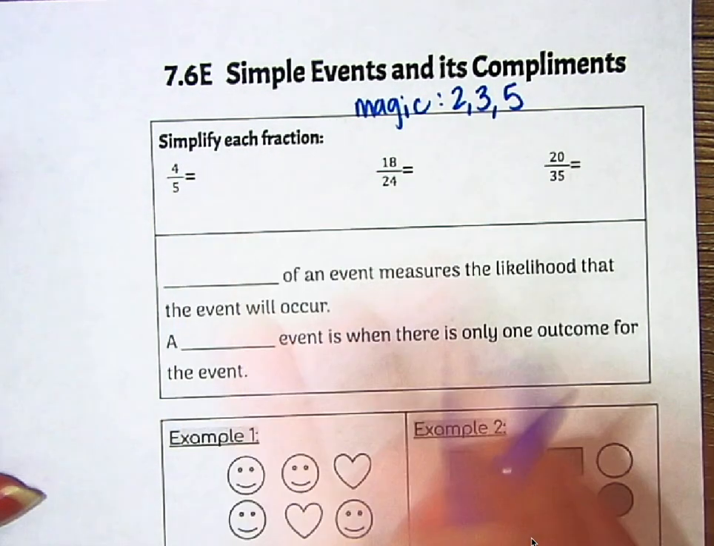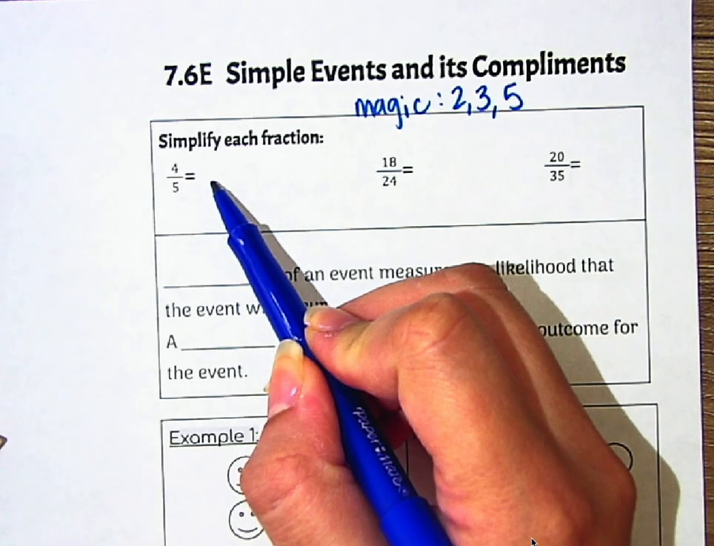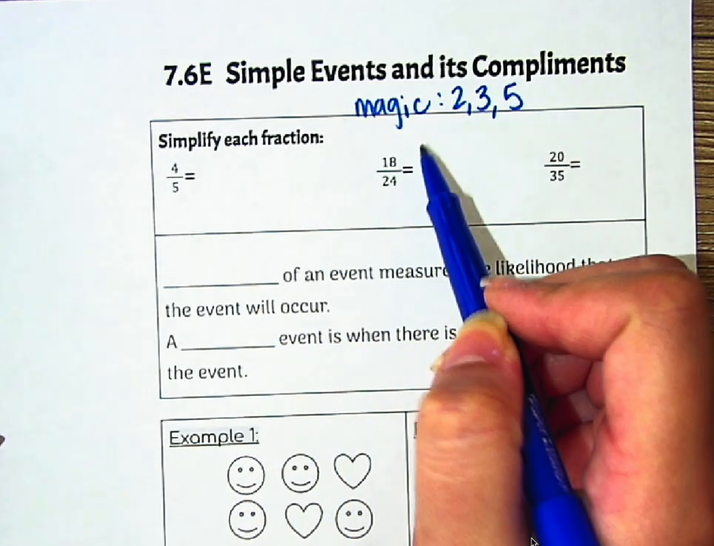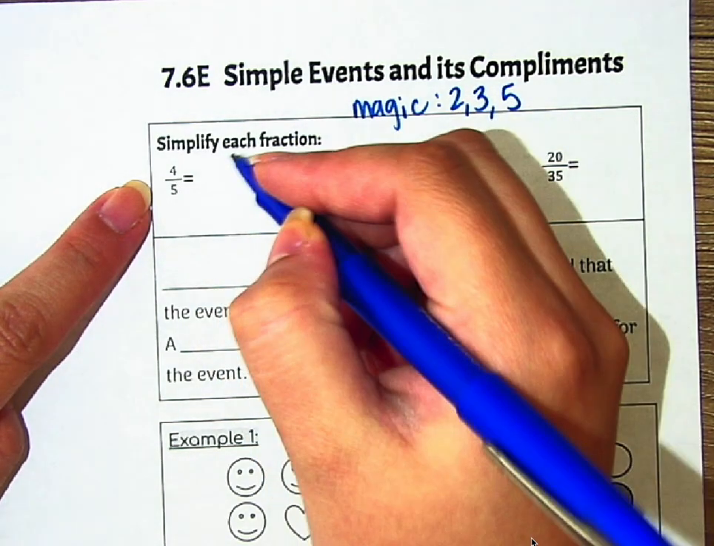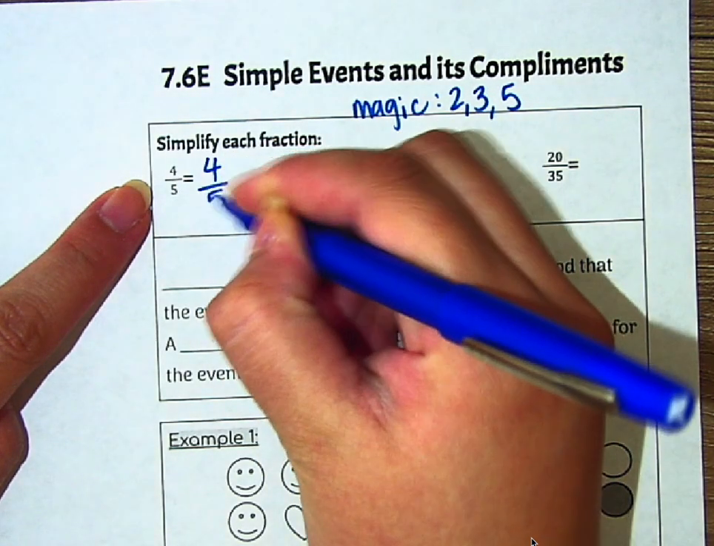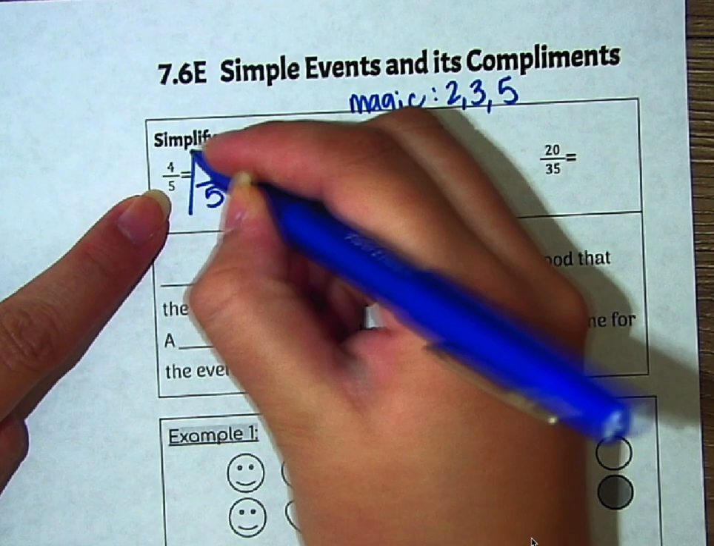Okay, so it says simplify each fraction. This 4 over 5, we can't divide it by 2, 3, or 5, so our answer just stays 4 over 5.